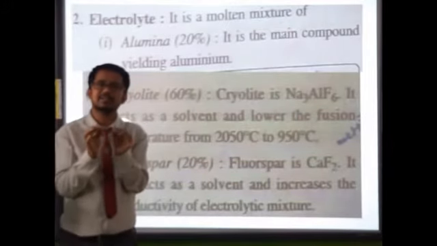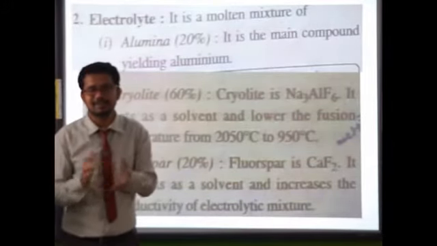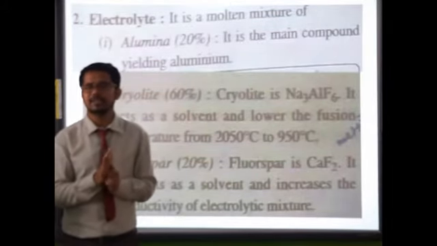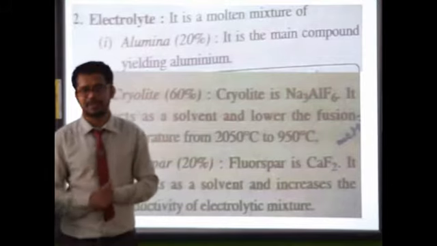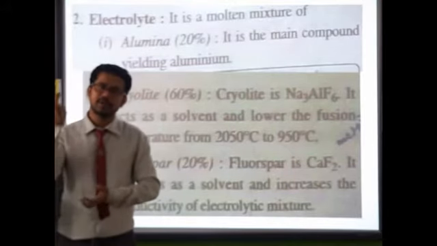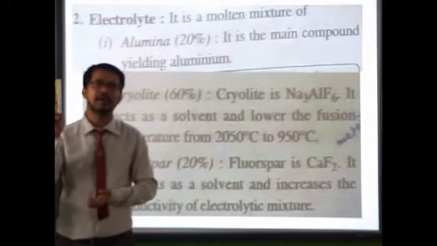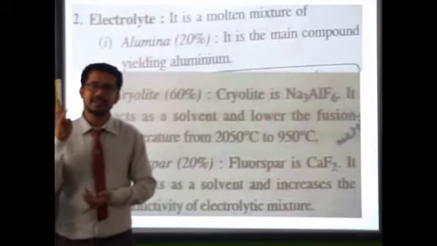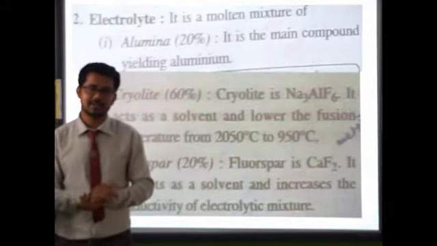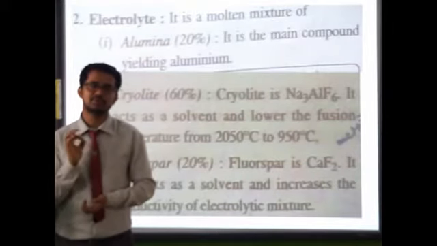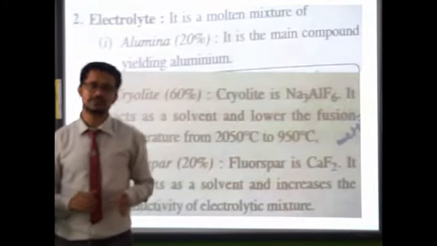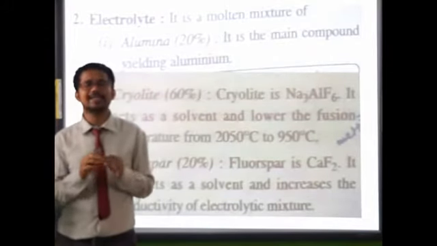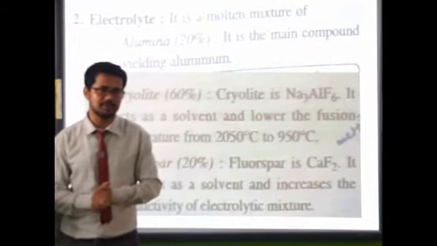What is an electrolyte? It is the solvent or the solution that conducts electricity. So what are the components present in the electrolyte for reducing alumina? Alumina, cryolite and fluorspar. So what is the function of cryolite? It acts as a solvent and reduces the fusion temperature from 2050 degrees Celsius to 950 degrees Celsius. What is the function of fluorspar? It acts as a solvent and enhances the conductivity of the mixture.